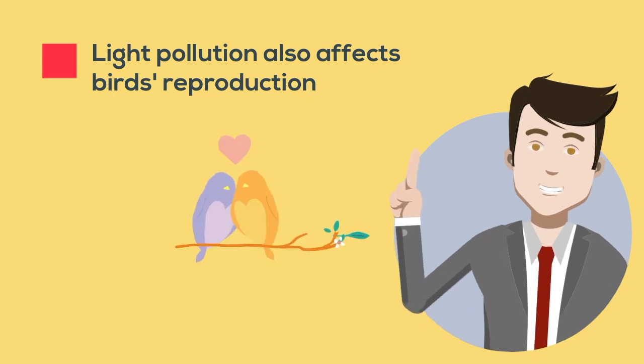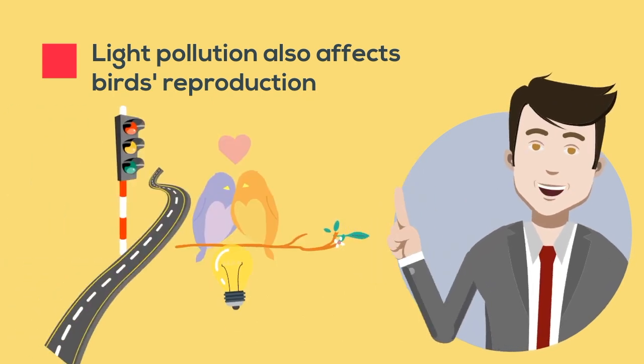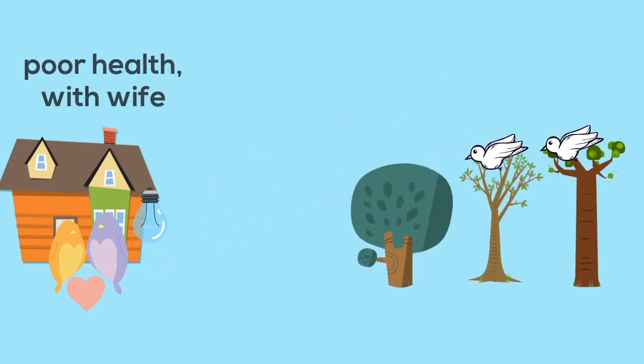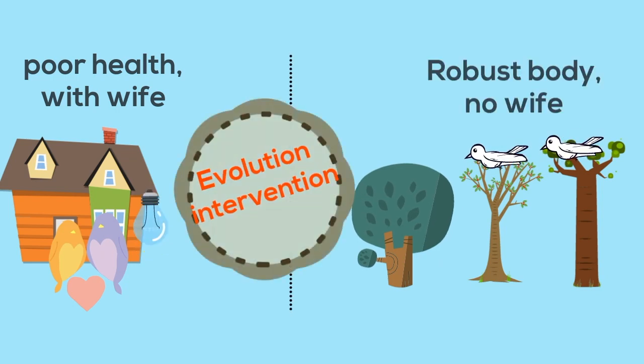Light pollution also affects the reproduction activity of birds. One research found that male bluetits living near a street lamp have a better chance to attract a female bird, despite its health condition. This lowers the chance of healthier birds living in the countryside and thus interferes with evolution.